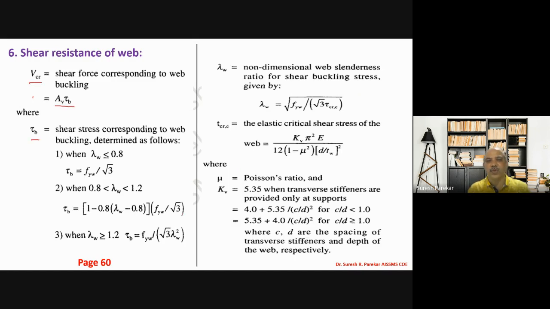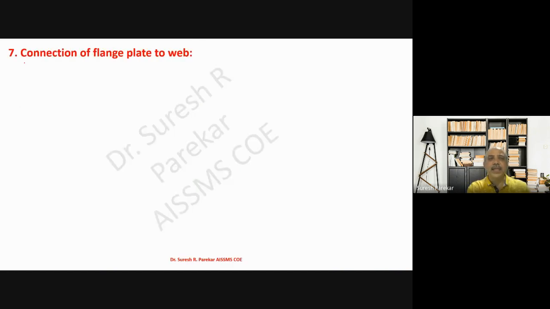Tau b we are going to find out likewise, for which we require the value of tau cr, from which we will get lambda w, and from lambda w we will get the value of tau b, and from this we will get the value of Vcr. Then, connection of flange plate to web plate. So we have this flange plate to web plate connection.